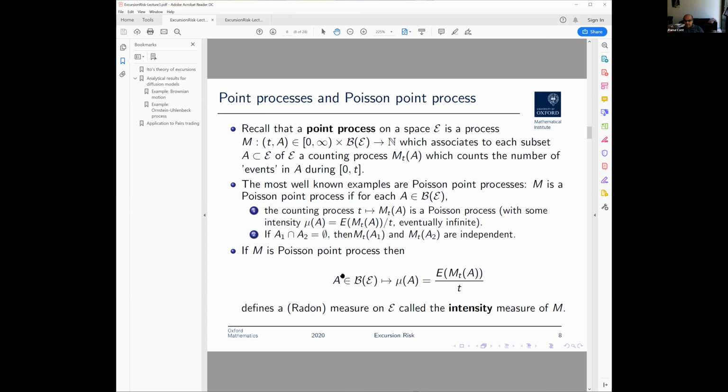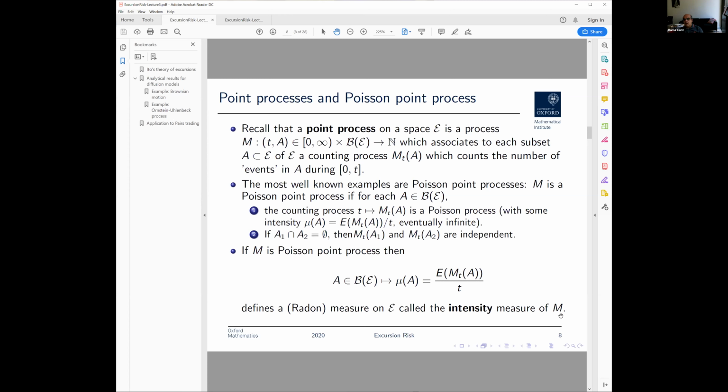So this implies that this map, the intensity associated to the counting process on a set A, is in fact a measure. What we ask for is that if A is compact, then this is finite, but it can be infinite on non-compact sets. So it defines a Radon measure. A Radon measure is a measure which is finite on compact sets. And we call this measure mu the intensity measure of M.